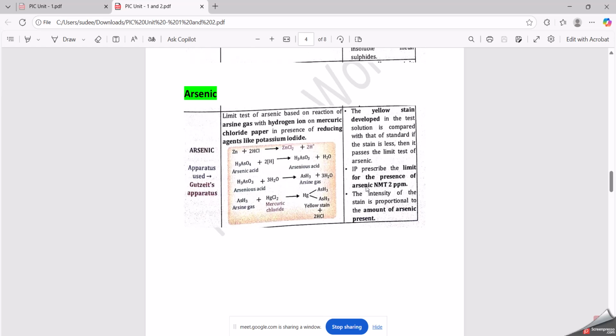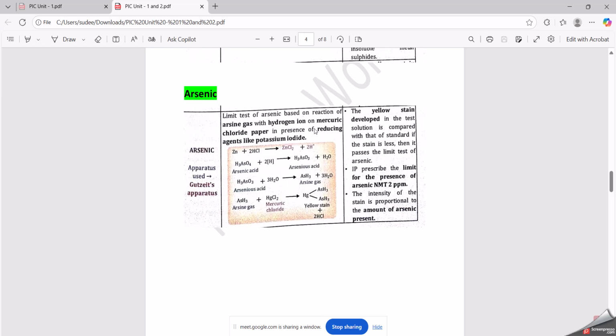Then arsenic. See, they will ask more about this apparatus, because the apparatus contains so many things. The limit test of arsenic is based on the reaction of arsenic gas. Here also there are more reagents. Arsenic gas reacts with hydrogen ion on mercuric chloride paper in the presence of reducing agents like potassium iodide. All these compounds will come under this apparatus, so I have to remember all these things.